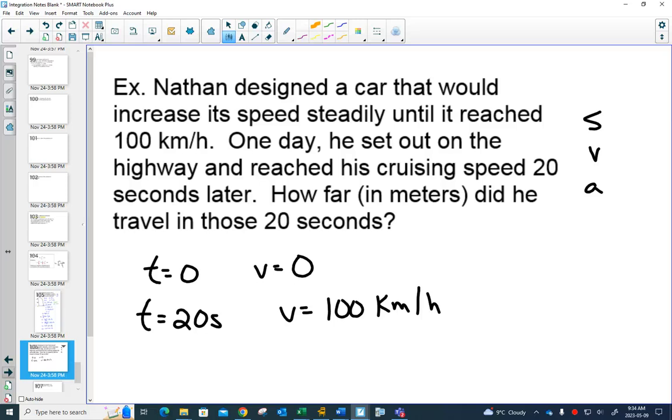I don't know if you've ever been in a car for 20 seconds. How far do you go? It's normally not like, oh, we reached Regina in 20 seconds, or something like that. So a better unit would be probably, if we want our units to be the same, we should convert this 100 kilometers per hour into meters per second.